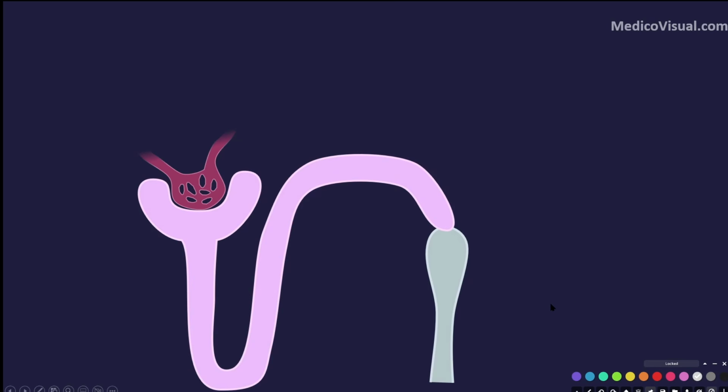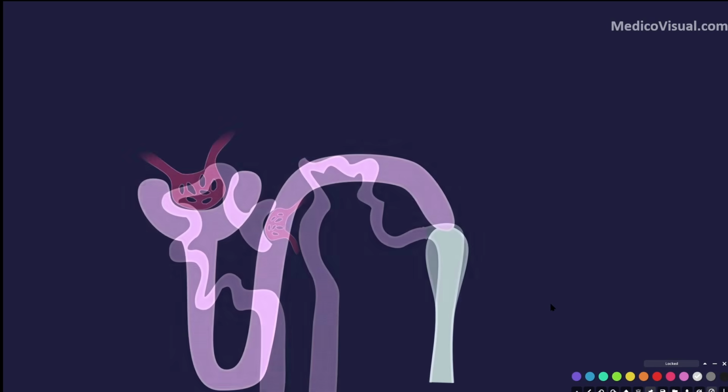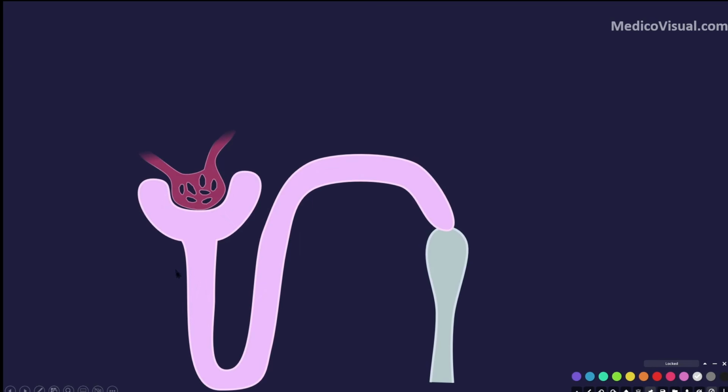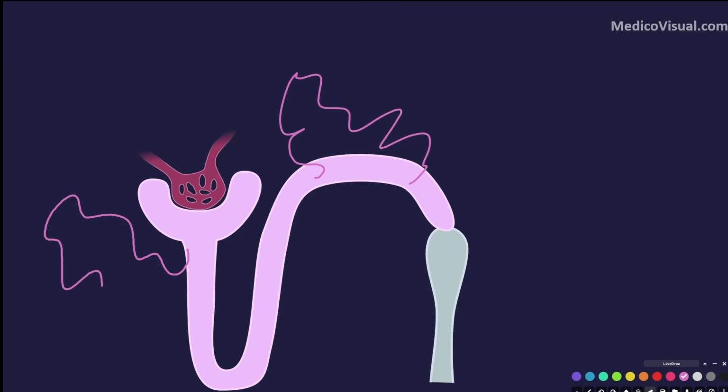So like this. Then ultimately this proximal part will overgrow the other parts, and the distal part will also overgrow. Because the space is less, as it overgrows it will form a convoluted appearance like this, here also and here also. So this will form the proximal convoluted tubule, and this will form the distal convoluted tubule. And here it will further grow downward to form the loop of Henle.